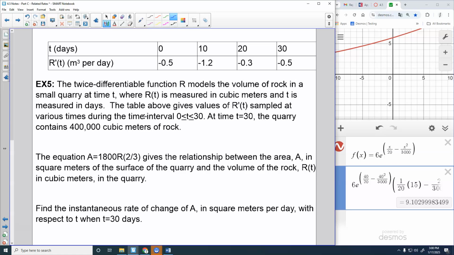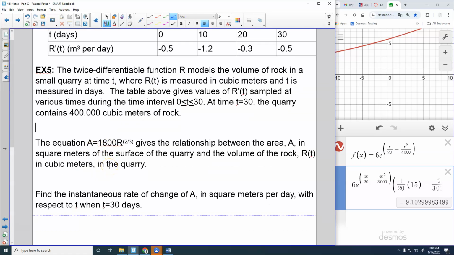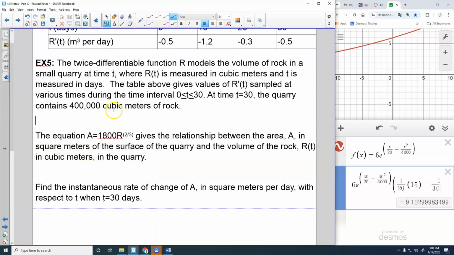I bet that was supposed to be an exponent. It had to have been an exponent. It gives the relationship between the area in square meters of the surface of the quarry and the volume of the rock in cubic meters in the quarry. Find the instantaneous rate of change of A in square meters per day with respect to t when t equals 30. I feel very confident that that should have been an exponent, because I don't know why I would have put that as just multiplied by 2 thirds. So we're going to change it, but I don't have the last two written down here, even though I'm pretty sure I worked them out somewhere. We'll see.